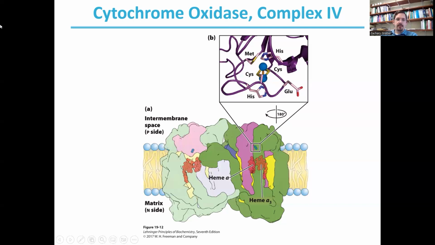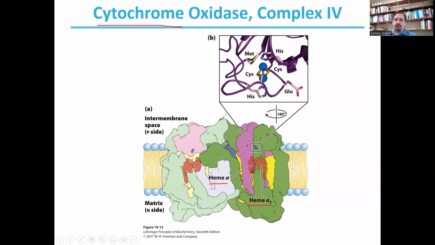Now, as you look at the structure of our complex 4, we are going to be taking those electrons, of course, from our cytochrome C, and we're going to be oxidizing cytochrome C and taking those electrons and transferring them to oxygen to produce water. We're going to be transferring those electrons again through heme groups with our iron in there as our electron carrier. But we're also going to be using some copper groups coordinated with our cysteines and our sulfur as well.